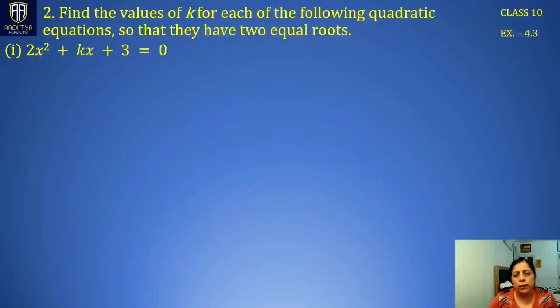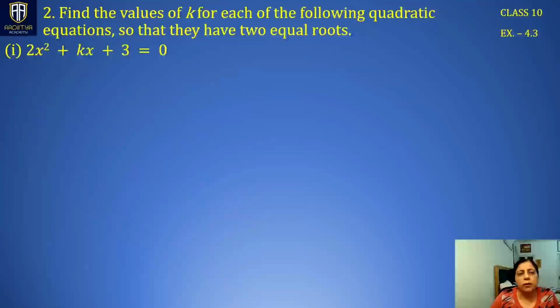This method is quite easier as compared to the middle term split method where we have to find factors. Sometimes when we have larger numbers to be factorized, this discriminant method is quite easier to solve in that case, because finding factors actually takes a lot of time.